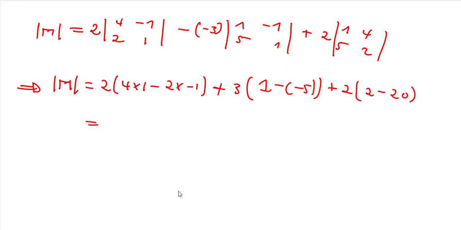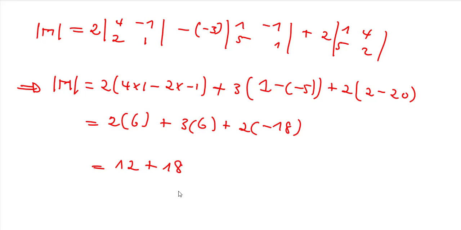So this will give 4 times 1 is 4, 2 times 4, that will be 4 plus 2, that will be 6 here, plus 3 into 6 plus 2 into negative 18. So this will give 12 plus 18 minus 36. Now 12 plus 18 is 30 minus 36, and so this will give negative 6 as the determinant of our matrix.